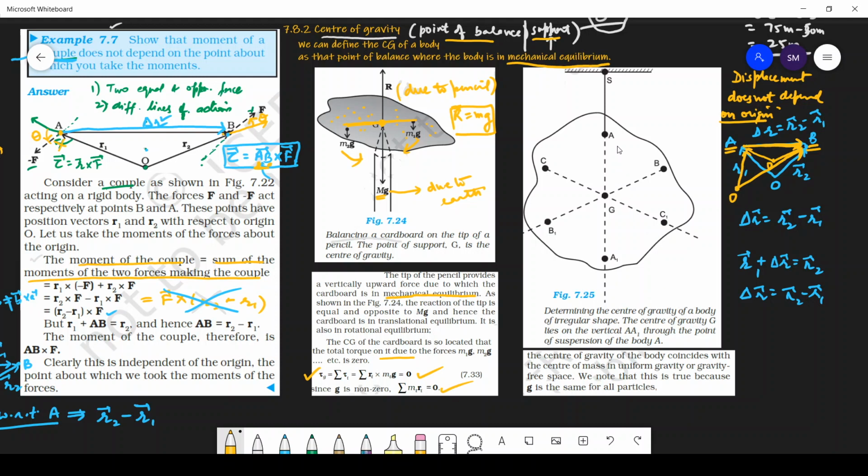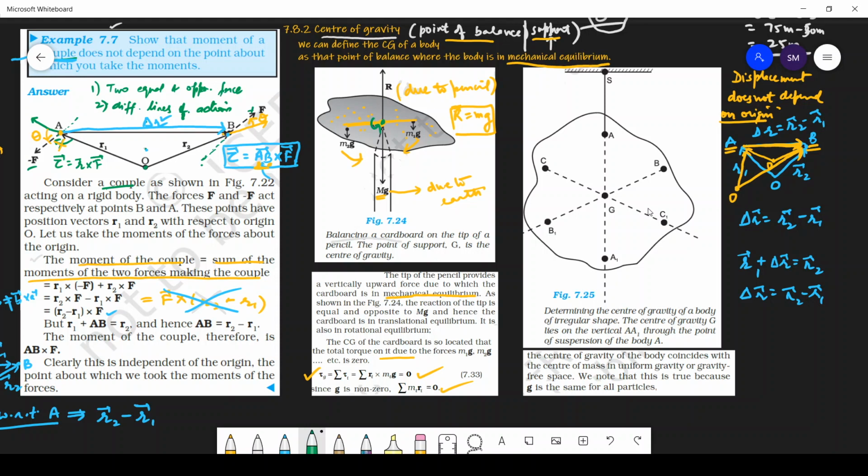Okay. So if I have this cardboard, there are two ways to find the center of gravity. This is one of the ways: just holding the tip of your pencil with that cardboard, it is balanced. Okay, that is your center of gravity, this point. This point was your center of gravity G. Now what about determining the center of gravity of an irregular shape? Here also the shape was irregular.